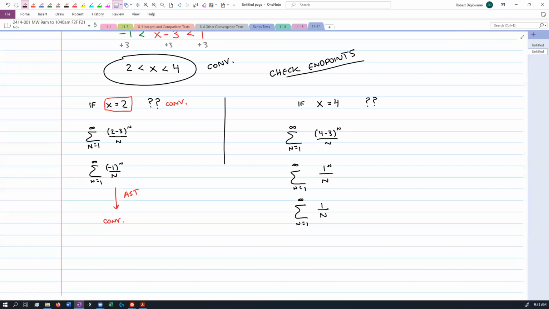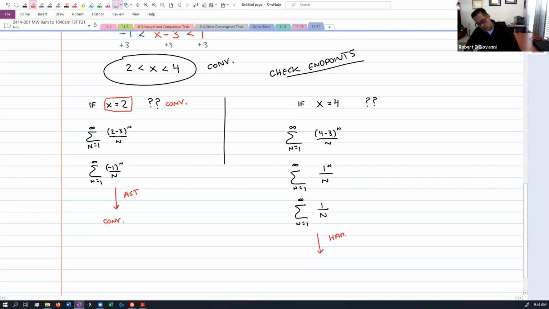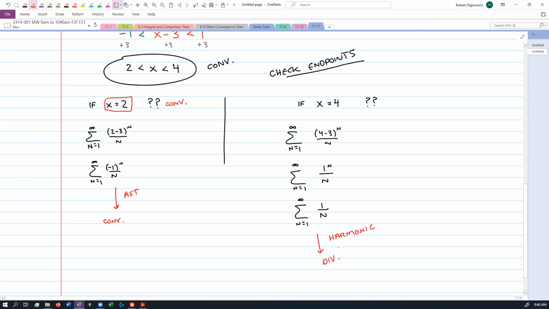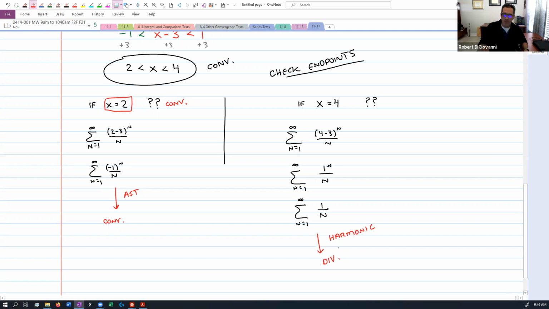Diverges. Why? It's a harmonic series. Harmonic, exactly. Or you could say it's a p-series with p being 1, but I'm going to say it's harmonic and it diverges, which means we don't want that as part of our answer. So if we plug 4 in, it's going to diverge. We plug in 2, it will converge. So now we're ready to write the answer.